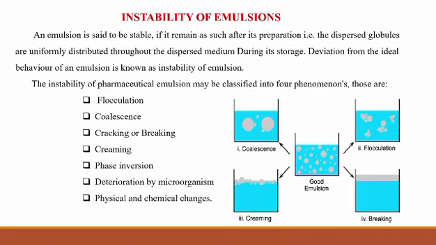We can easily identify these differences by this picture. We can see the good emulsion shows that the dispersed globules are uniformly distributed throughout the dispersion medium, but when there are changes in stability or some deviation from the ideal behavior, it may show phenomena such as flocculation, breaking, creaming, coalescence, etc. Now let's see the details about these phenomena.